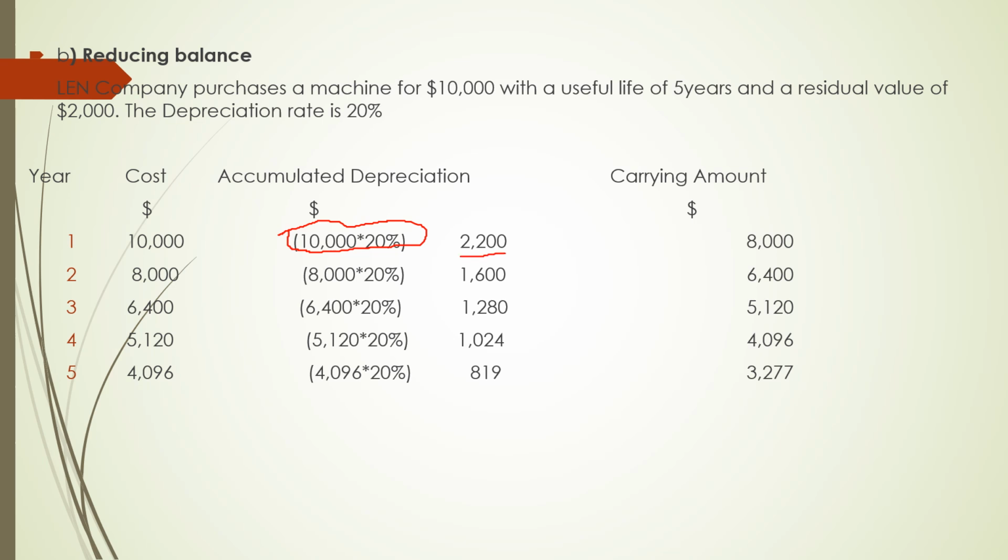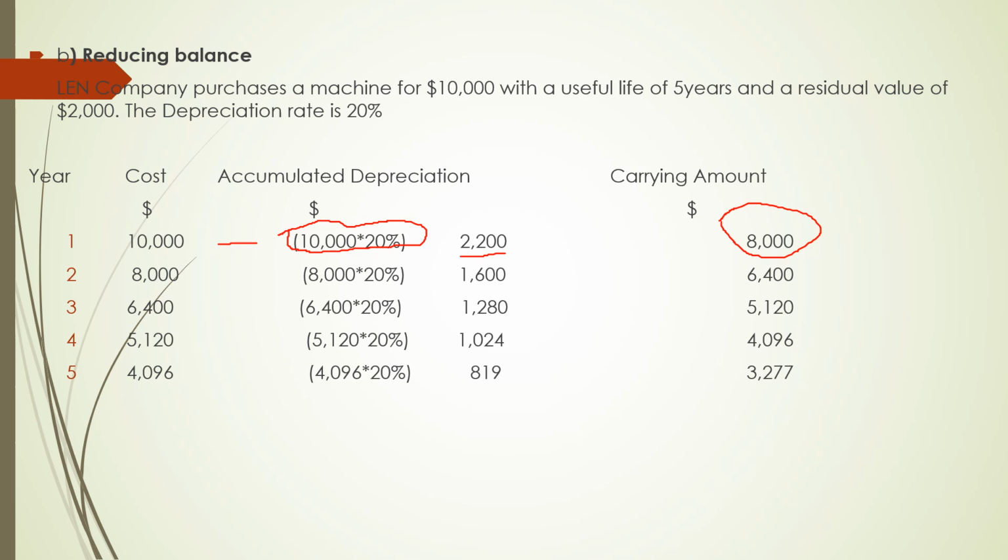So when we subtract the 2,200 from the 10,000, we will arrive at 8,000, meaning that at the end of the period, the carrying amount for the assets will now be $8,000, reducing balance method. So as we progress in the years, the net book value of the asset will be reducing. It will be reducing by the depreciation that we had already incurred. Okay, so that brings about reducing balance method.